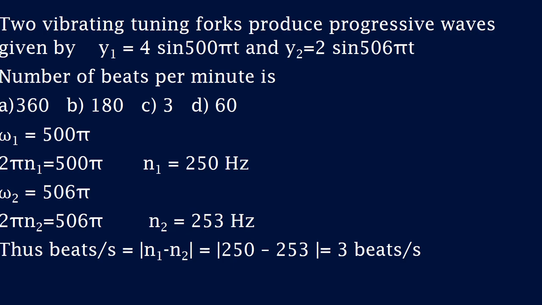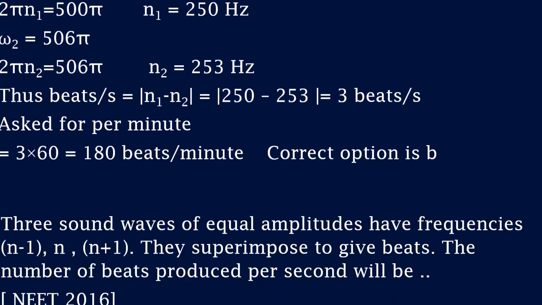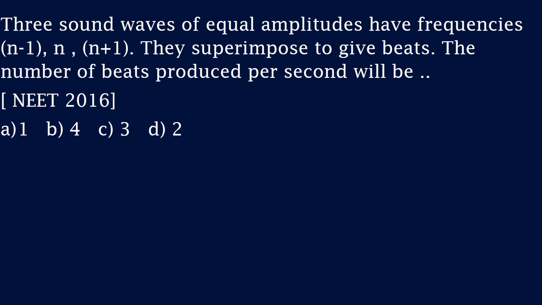Thus, beats produced is equal to modulus of n1 minus n2, equal to 250 minus 253, equals 3 beats per second. Asked for per minute, therefore 3 into 60 is equal to 180 beats per minute. Option B is correct.